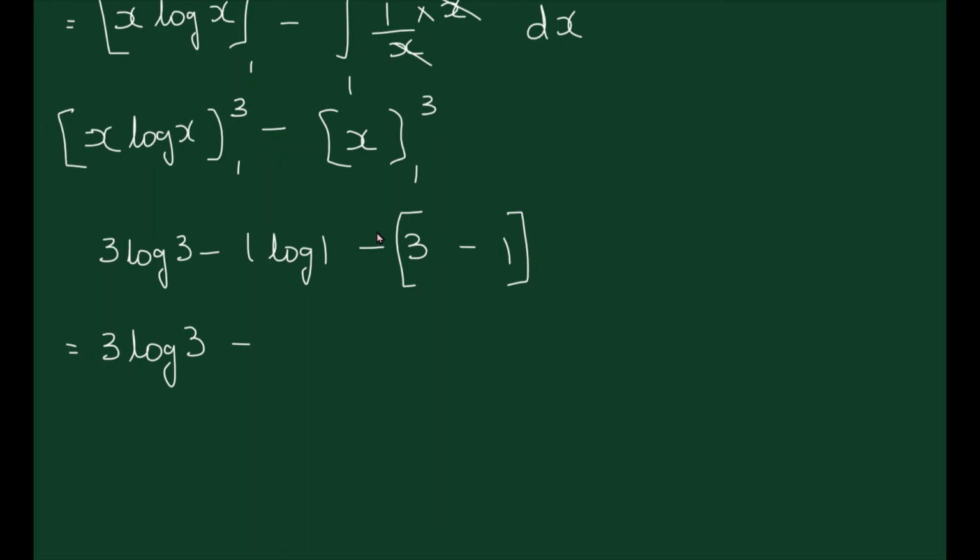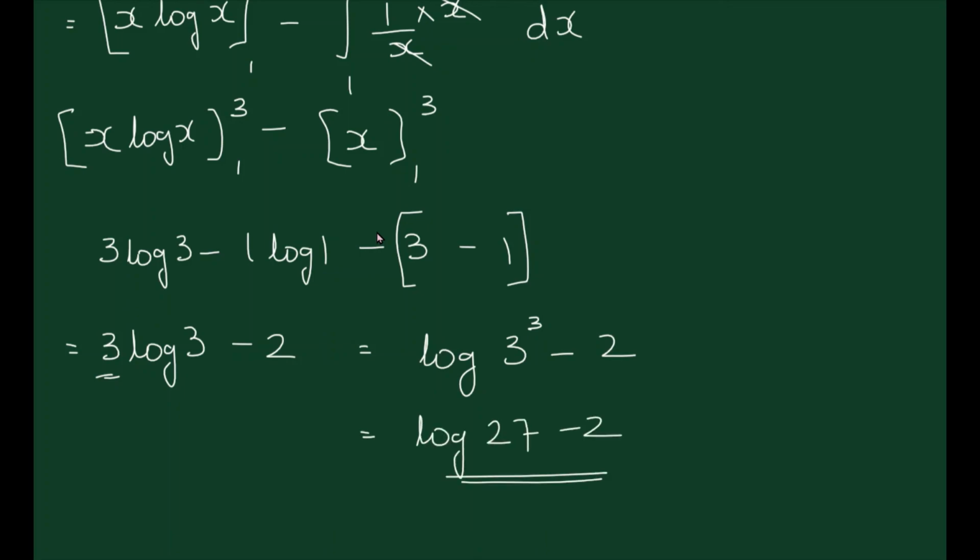So 3 log 3 minus 2, which can also be written as log of 3 cube minus 2, because 3 can go as a power. This 3 will go as a power over here. And so we get log of 27 minus 2 as the answer. Okay, so thus we have completed all the sums of exercise 6.1.